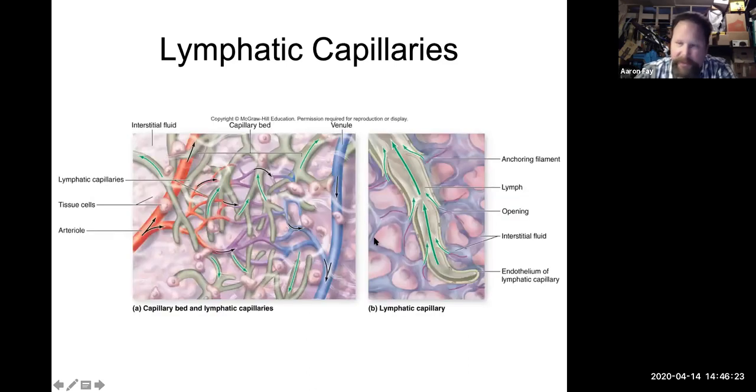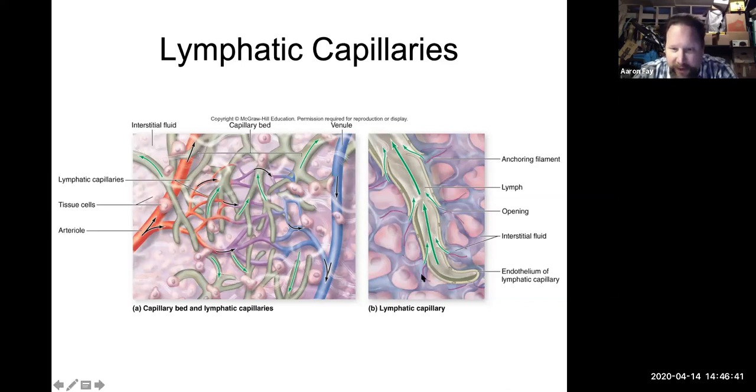Let's cut to the picture to make it a little bit easier. Here we have the various cells and various tissues of the body. They are bathed in interstitial fluid, which is leaked out of a capillary. This fluid needs to be returned, otherwise the tissues in our body will swell up pretty significantly.